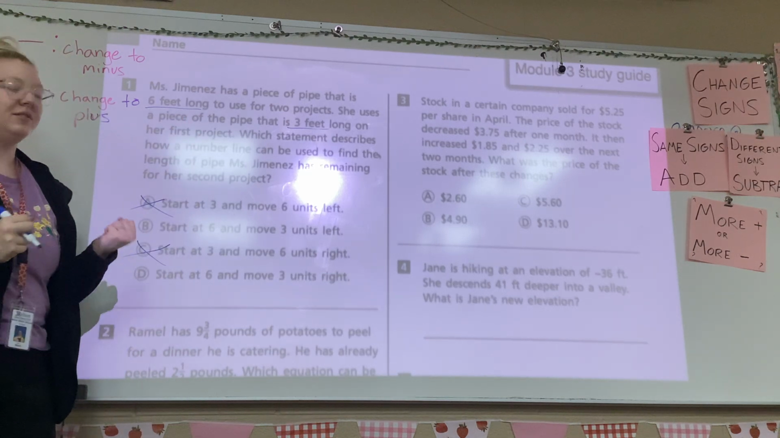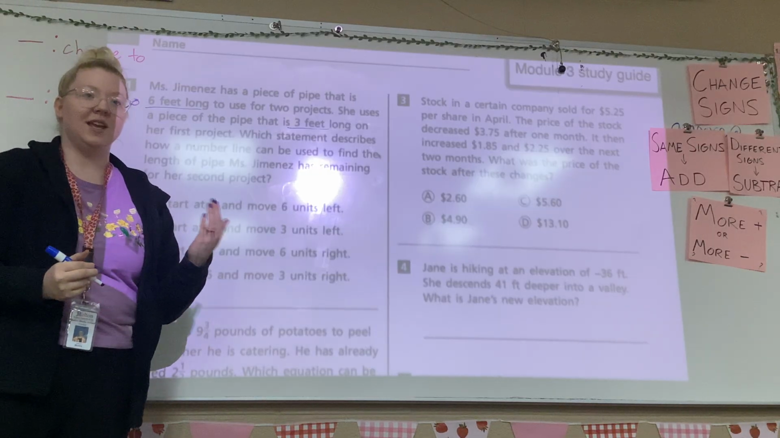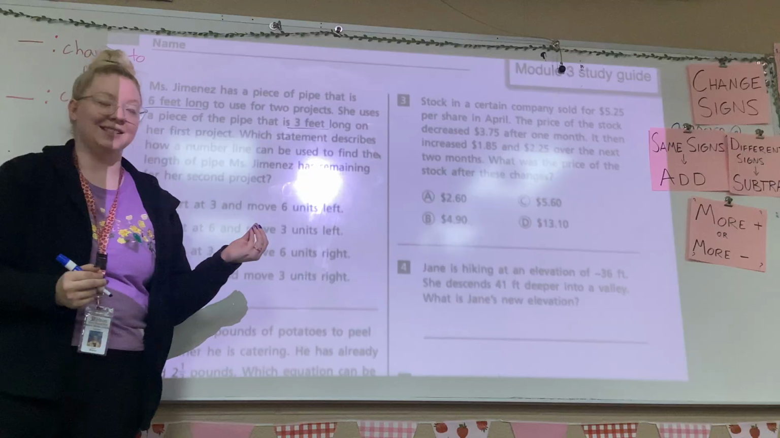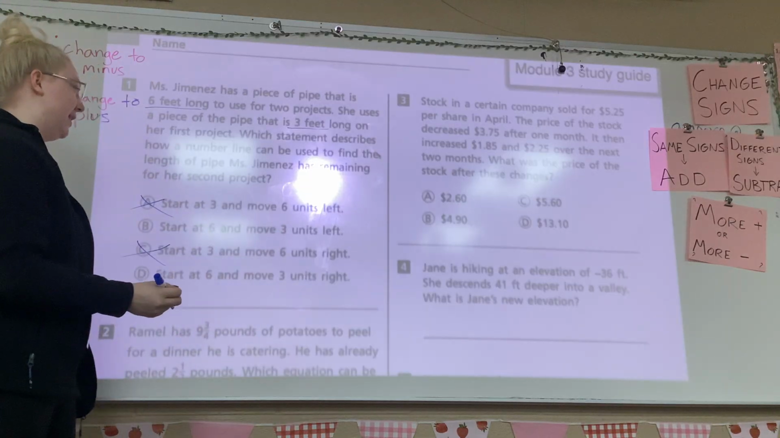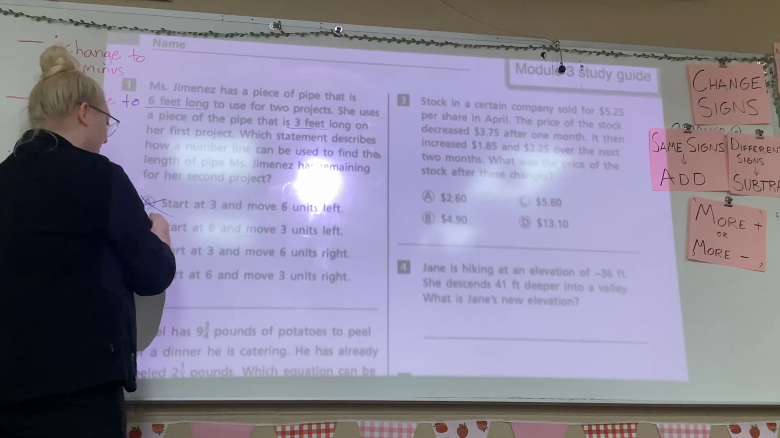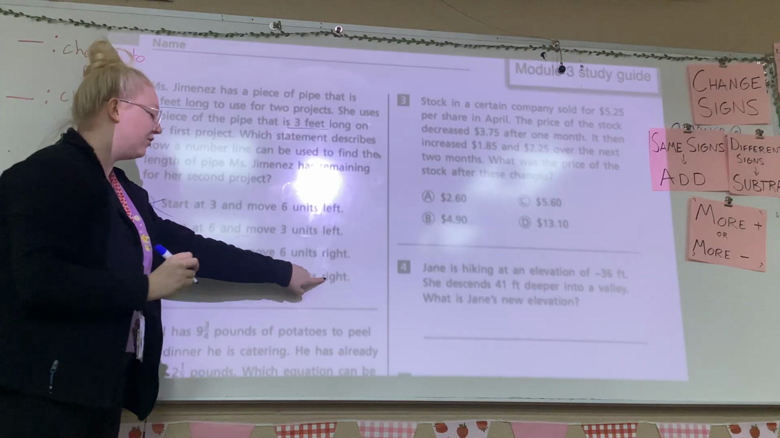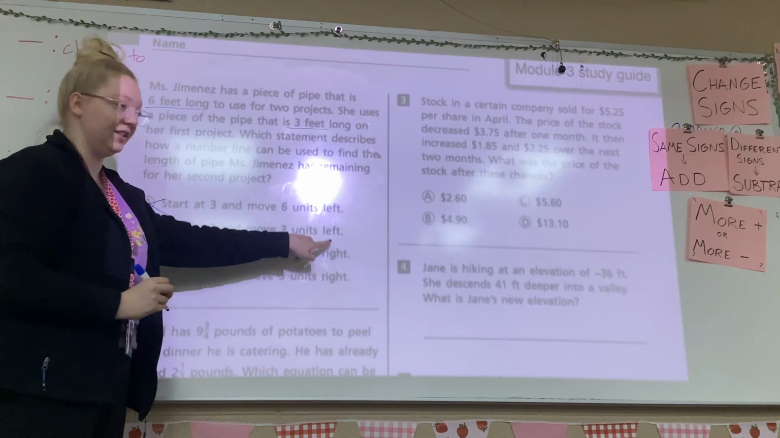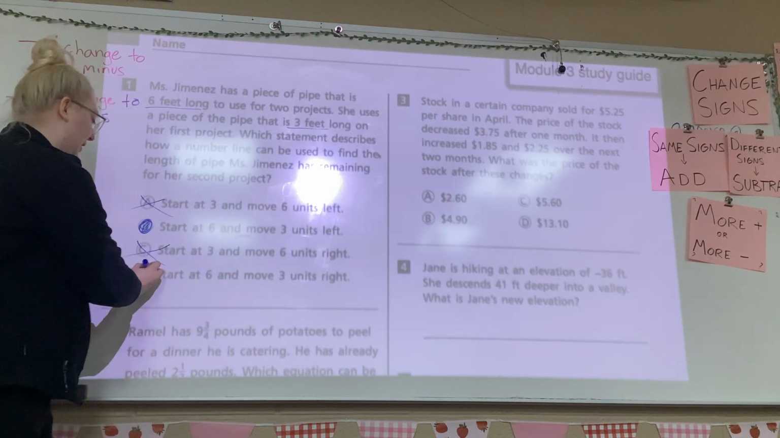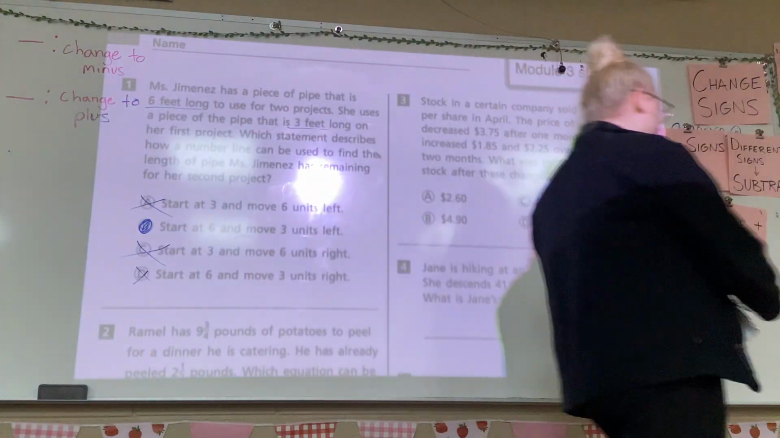Now, if she already uses 3 feet, she's losing those feet. If we're losing, that's a decrease, minus. We're going to move to the left 3 times. This one says move 3 units left. I'll circle B. Just to be sure though, this one says move 3 units right. You got to read every single word. So we know it's not D either. All right, let's scroll down.